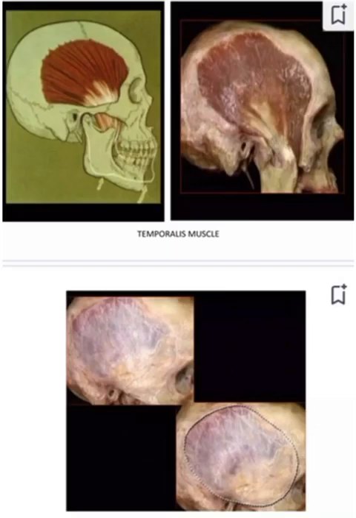Temporalis muscle, it's a large fan-shaped muscle that originates from the temporal fossa and lateral surface of the skull. Its fibers come downwards to the zygomatic arch and lateral surface of the skull to form a tendon that inserts into the coronoid process and the anterior border of the ascending ramus.